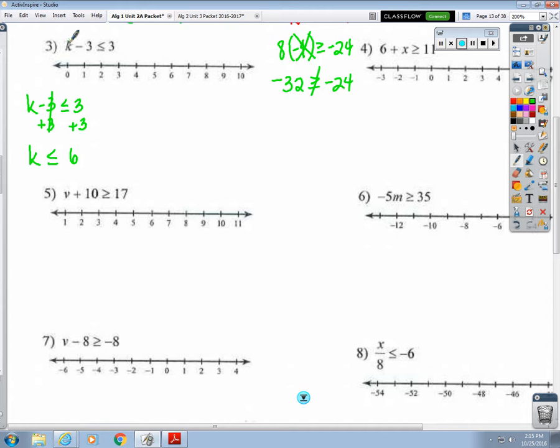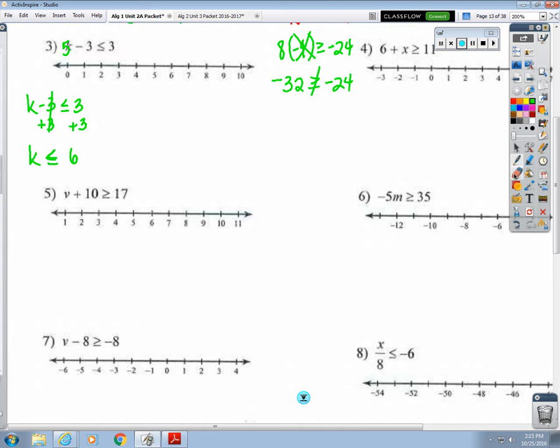solutions. Look, if I plugged in a 6, let's see what happens. 6 minus 3 is 3. Is 3 less than or equal to 3? Yes. Okay, so 6 is a solution. Now let's plug in something less than 6, like 5. 5 minus 3 is 2.